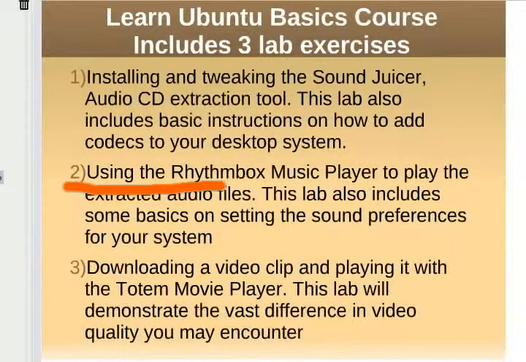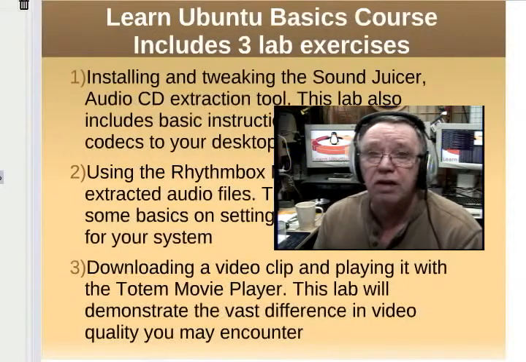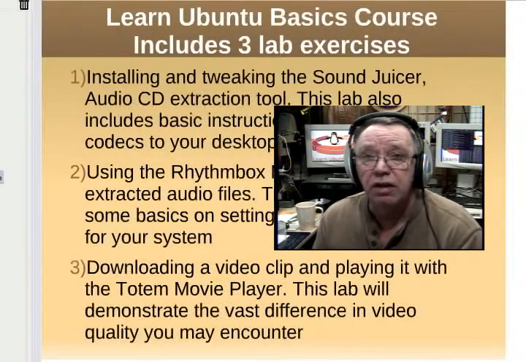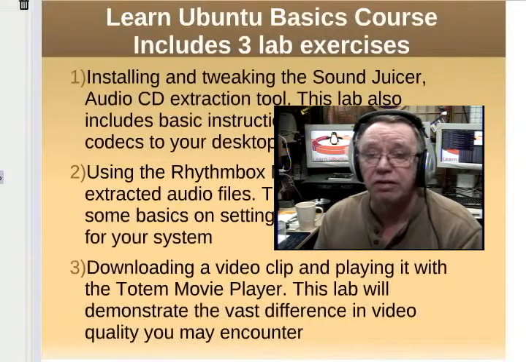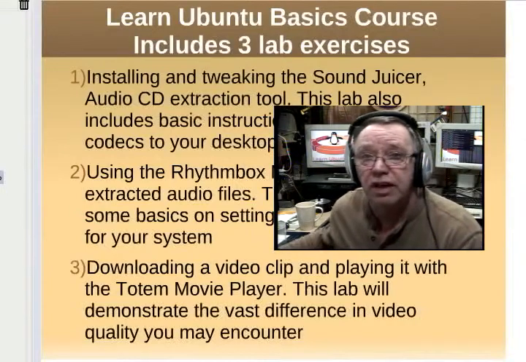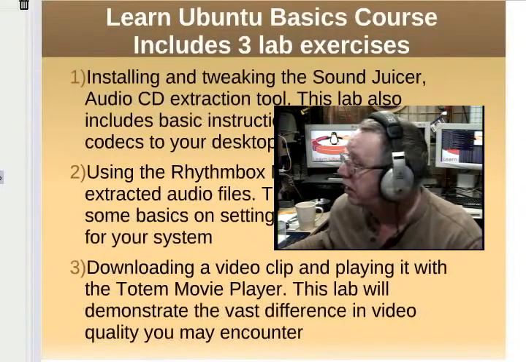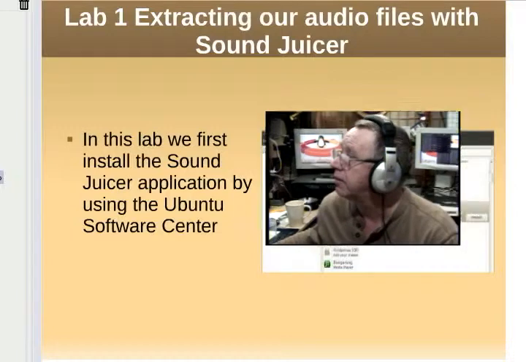In the second lab, we're going to show you how to use the Rhythmbox music player to play the audio that we ripped from our CDs in the previous lab. In the third lab, we're just going to basically touch on how to download and play a video clip in the Totem movie player. And here we make a point of showing you that you can have a vast difference in quality in video depending on what type of file and how it's transcoded. So again, this is just an introduction to multimedia in Ubuntu Linux.